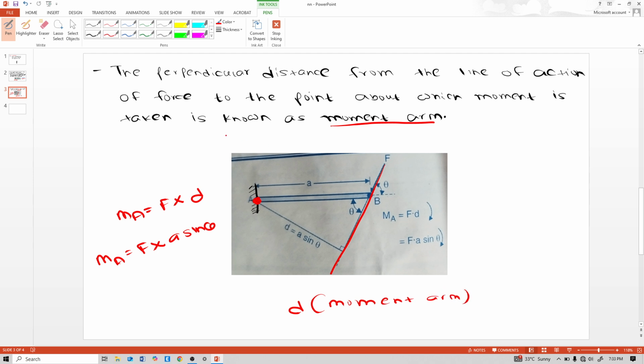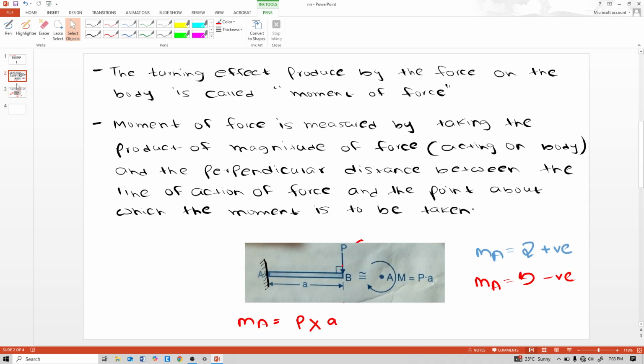Read again the definition of moment arm: the perpendicular distance from the line of action of force to the point about which the moment is to be taken. This is the point about which the moment is to be taken, and this is the line of action of force. The distance between them is d, and this is the moment arm. Understand that the point about which moment is taken is known as the moment center. In this example, we take moment at point A, and this is the moment center.